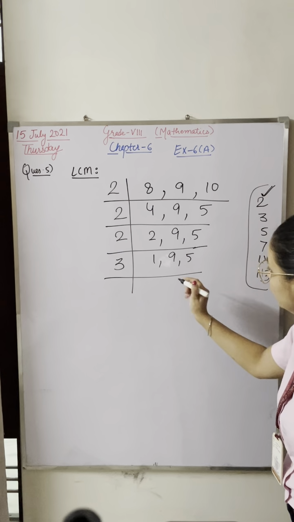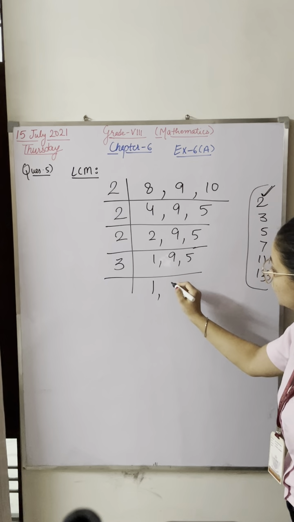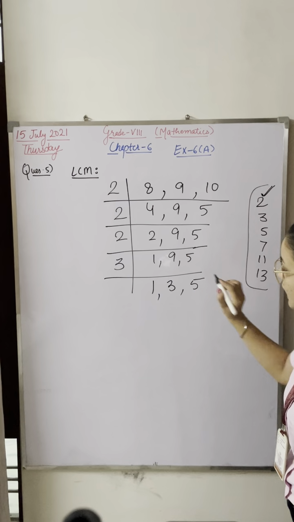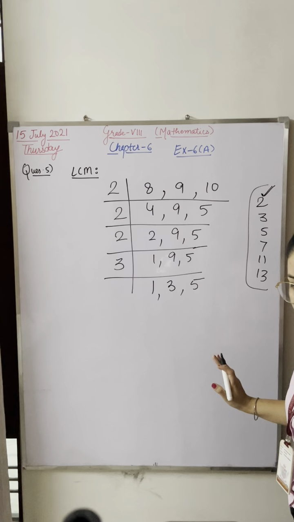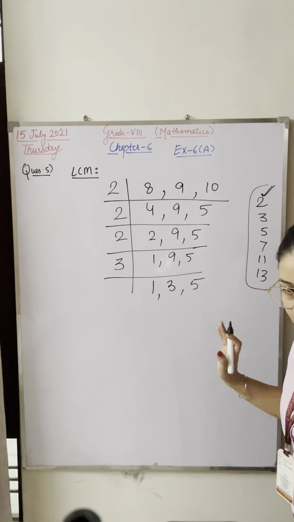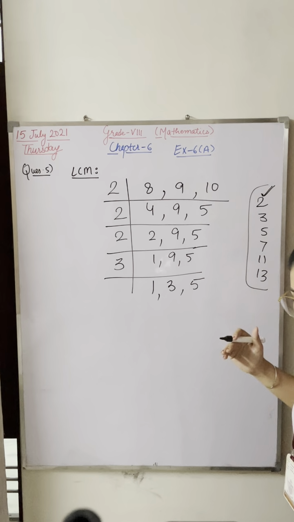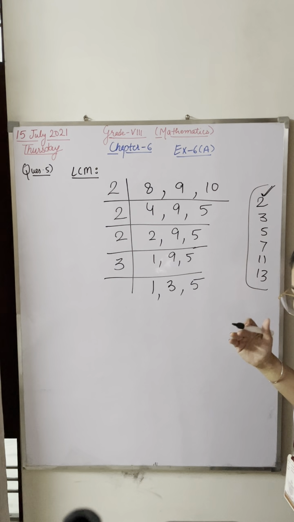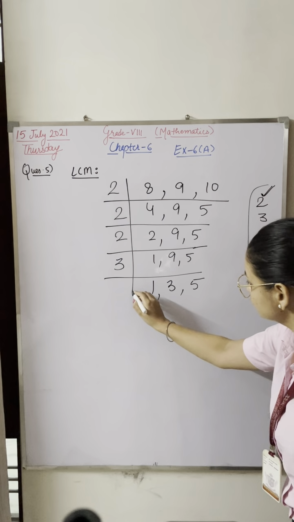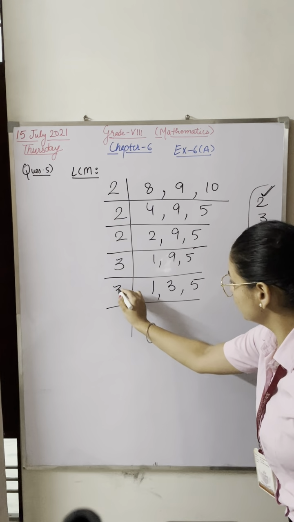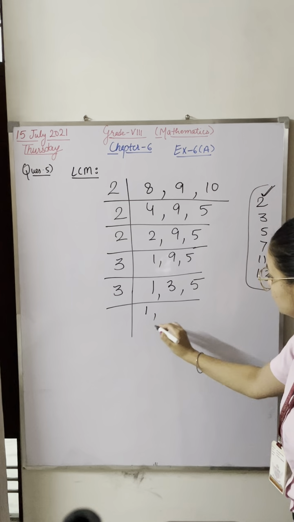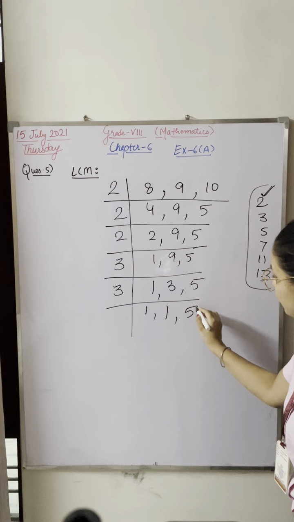Now 3, 1 will be as it is. 3 threes are 9. This 5 will be as it is because it is not in the 3 table. Mankirat Kaur, are you getting it? Are you listening carefully? I can observe who is listening and who is not listening. Now in the 3 table, 3 ones are 3, 3 ones are 3 and 5 as it is.